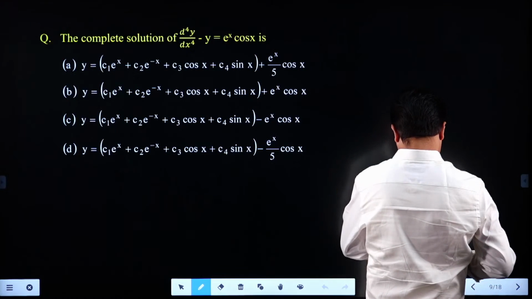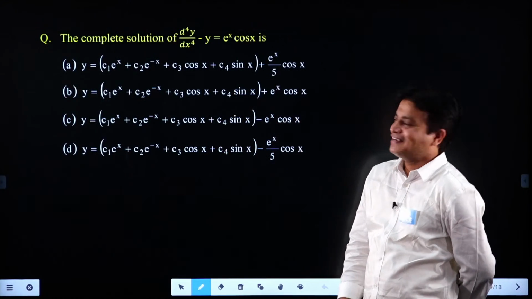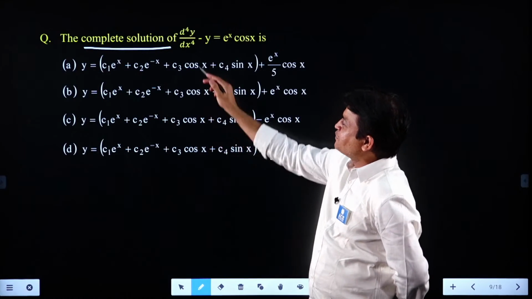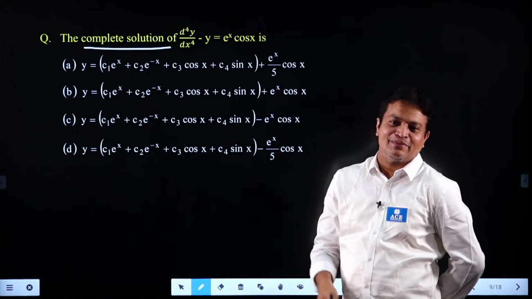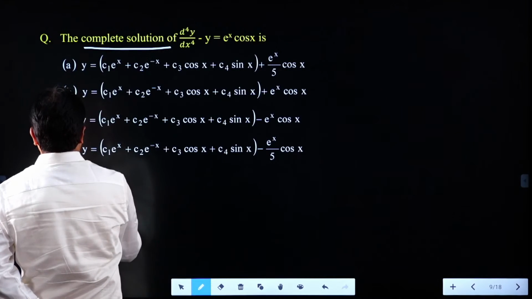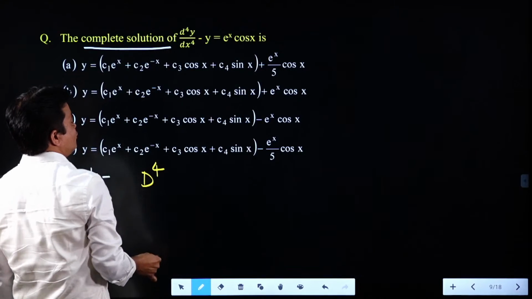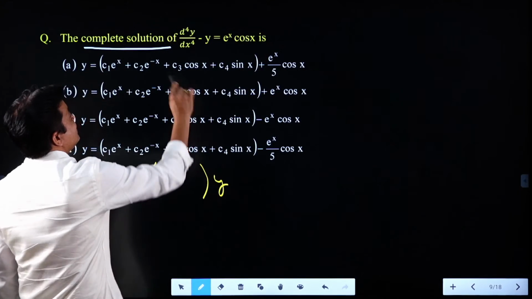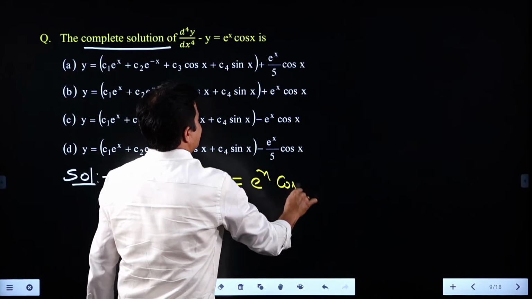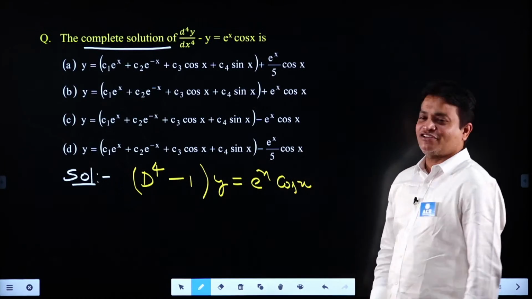Next, the complete solution. Here general solution, complete solution means full solution. Options also you see, YC, YP like that are given. How to solve? Let us try like this. Here d power 4 y by dx power 4 means capital D power 4 y minus 1 into y equal to e power x into cos x. You see the right hand side here? It is of the form e power x into cos x.